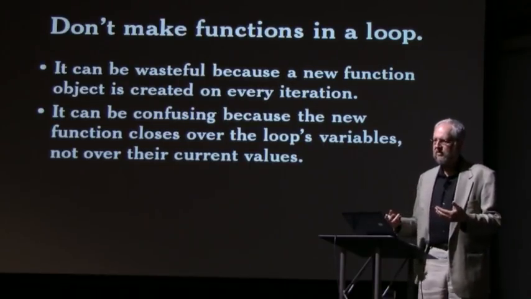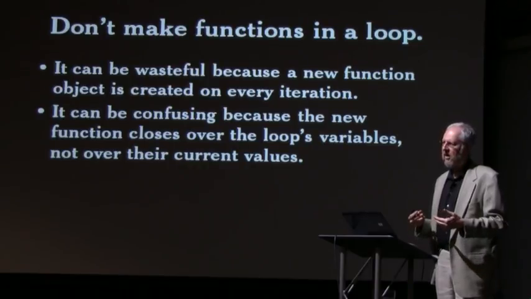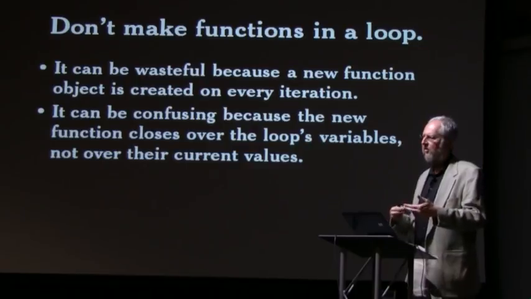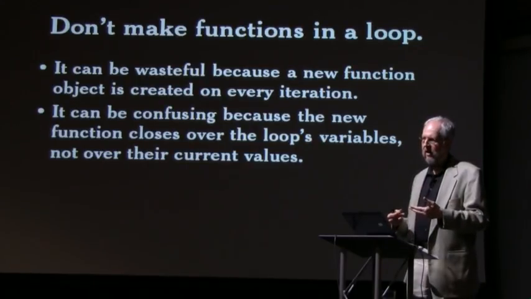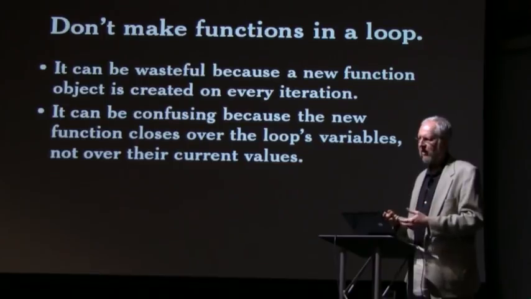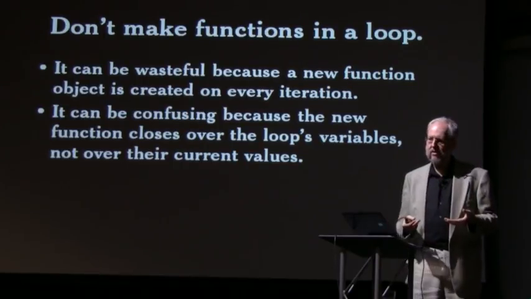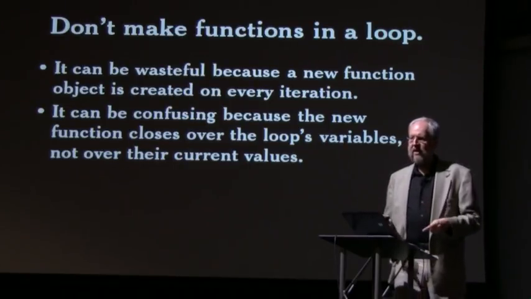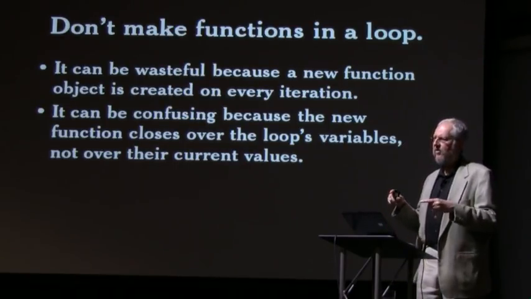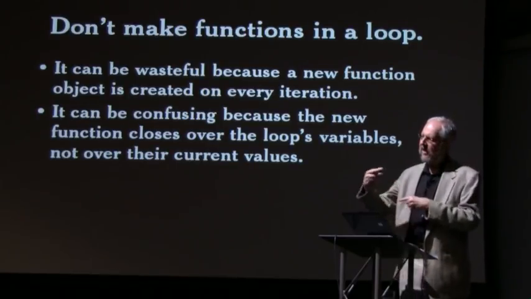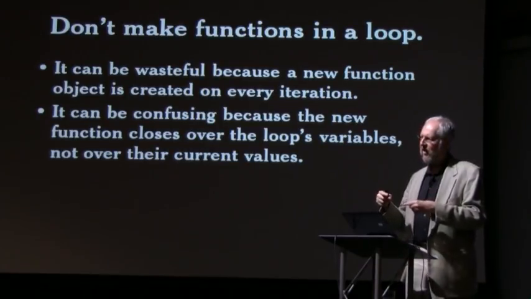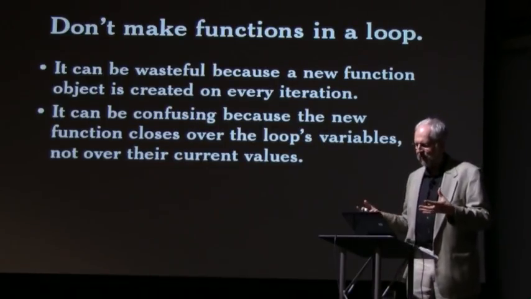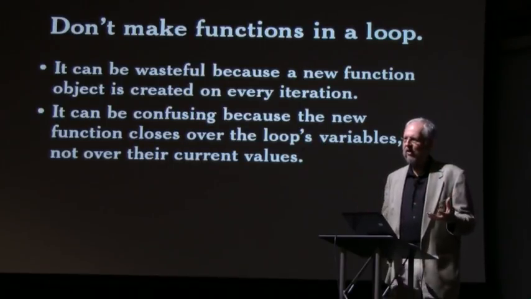JavaScript compilers tend not to do any kind of loop invariant analysis. So anything that you're doing in a loop that doesn't change over each iteration, you probably want to move it out of the loop anyway, just to make it go a little faster. But the bigger reason is that it gets really confusing, because you think that you're closing over the current value of the loop variables, but you're actually closing over their final values or their current values. And that's almost always not what you want.